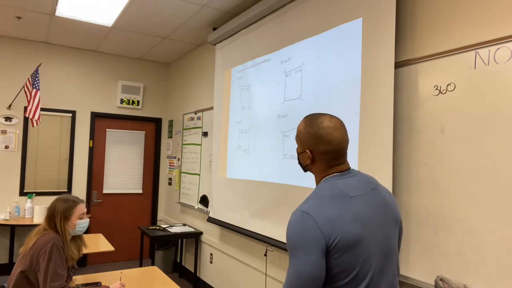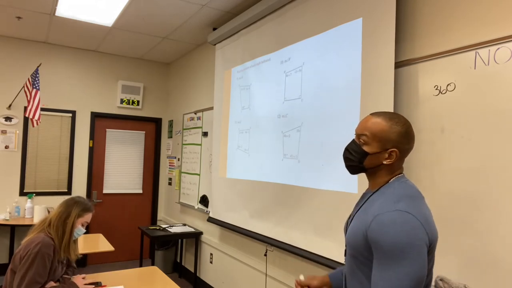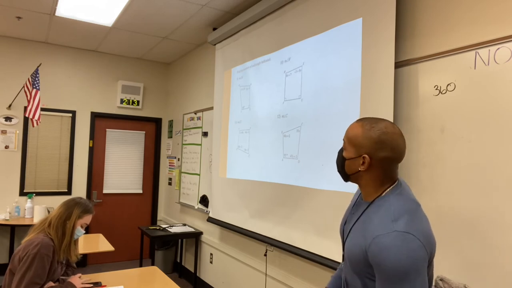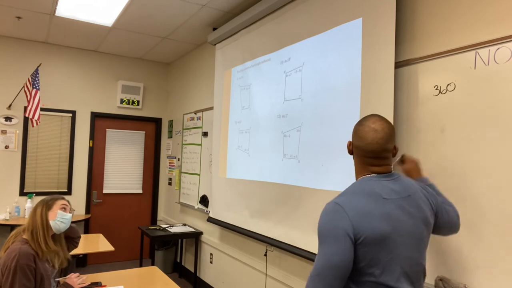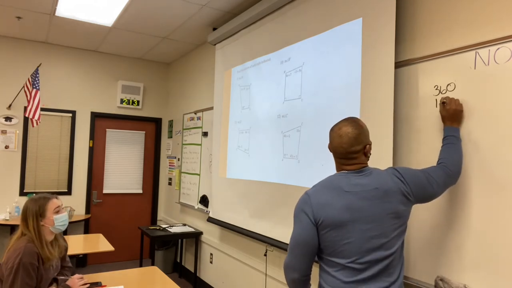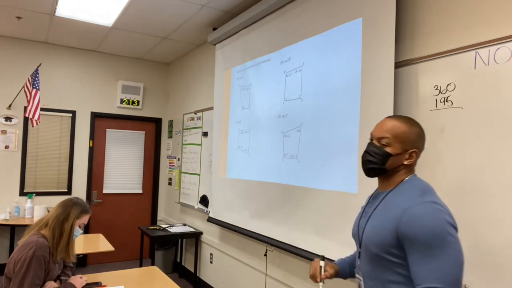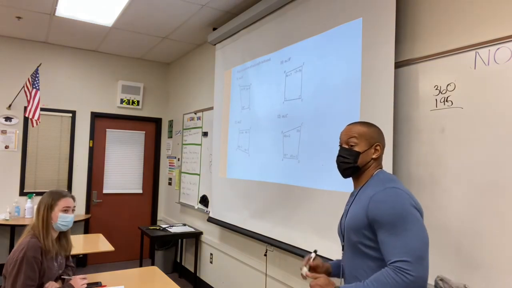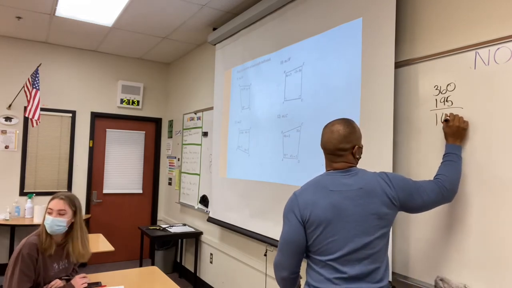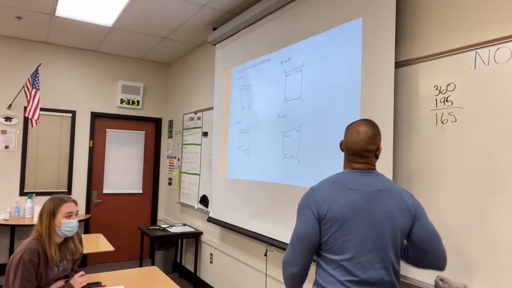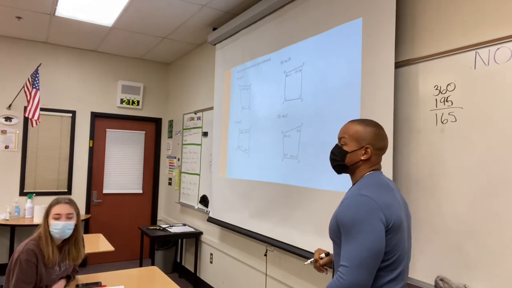Now, what is the sum total that we have based off of those two angle marks? I'm sorry, based off the right angle mark and the angle that they gave us? 195. So, what is 360 minus 195, Estella? 165. Good job.